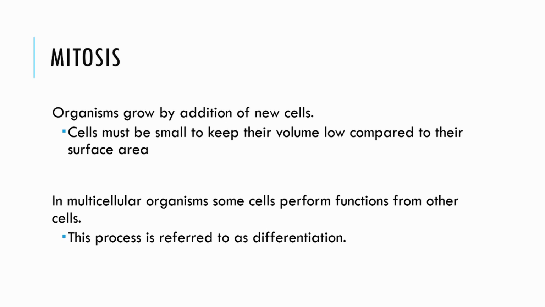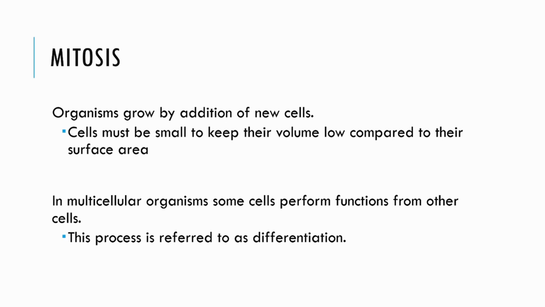This makes it easier for them to get the materials they need in, to move things around inside the cell, and to get waste products out. If the volume gets too high compared to the surface area by getting larger, then it can be very difficult for that cell to perform its functions. So since cells have to stay so small, multicellular organisms like ourselves have to make more cells in order to get bigger.